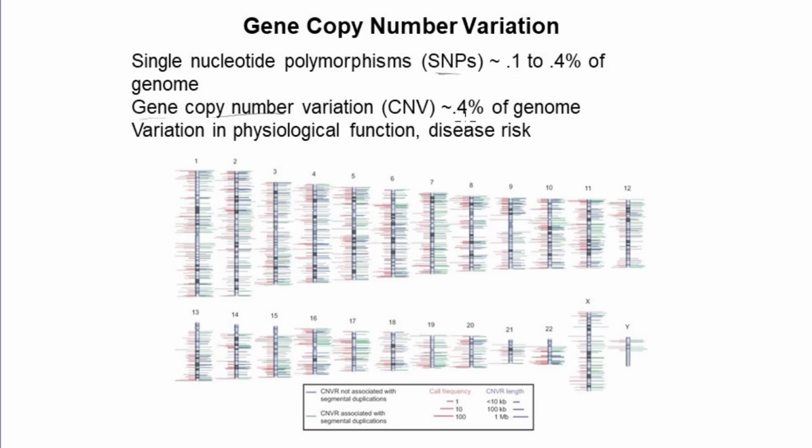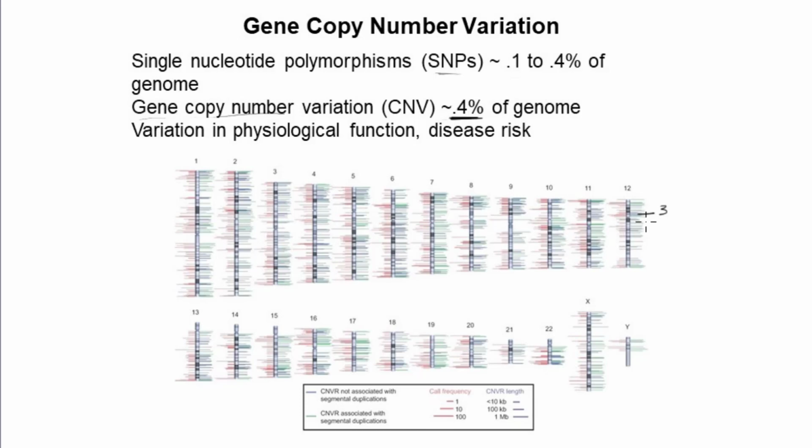Overall, if you compare the DNA sequences of 2 individual humans, they would show copy number variation at about 0.4% of the genome. At a particular position in my genome, I might have 3 copies of a particular gene, and at that same gene locus, you might only have 1 copy of that gene. As you can imagine, depending on the gene, that's going to lead to differences in physiological function, differences in metabolism, and potentially differences in disease risk.